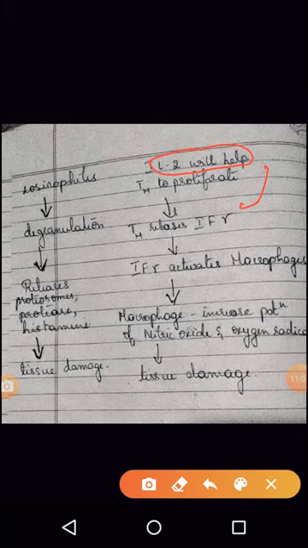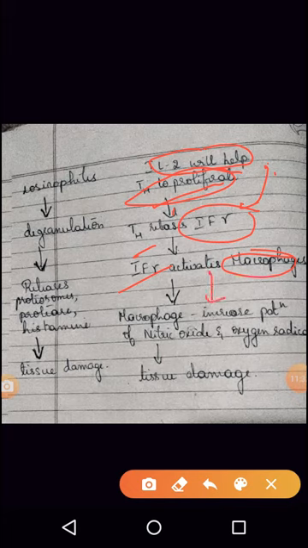Now when this T helper cell gets bound to interleukin 2, it will help the T helper cell to proliferate. Not only to proliferate, the T helper cell also releases IFN, that is interferon gamma. What will interferon gamma do? It will activate the macrophage activity. Now what do we mean by macrophage activity? It increases the production of nitric oxide and oxygen radicals.